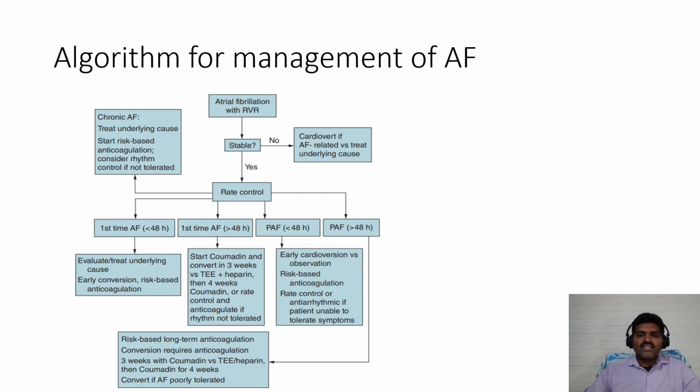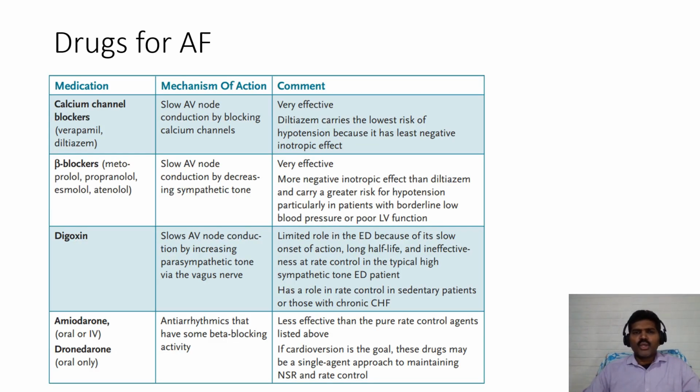So what are the drugs that you use for controlling atrial fibrillation? Mainly the calcium channel blockers like verapamil and diltiazem. They slow the AV node signal conduction by blocking the calcium channels. They are very effective in controlling the rate. Diltiazem carries the lowest risk of hypotension because it has a less negative inotropic effect. So if the patient is in hypotension and you decided not to cardiovert the patient, you can go with diltiazem.